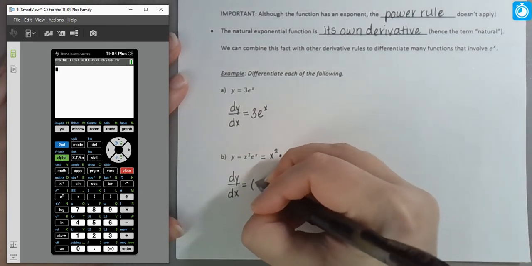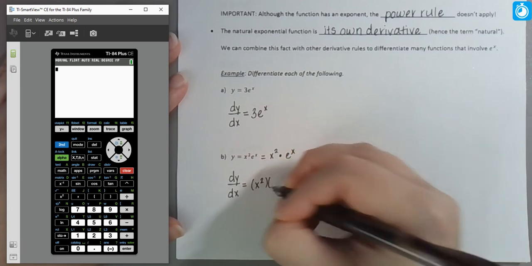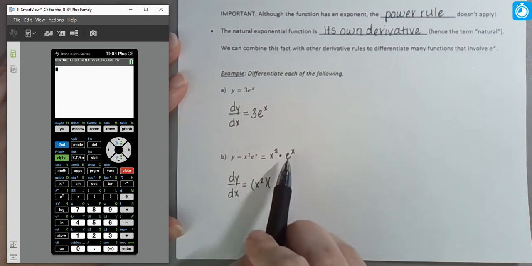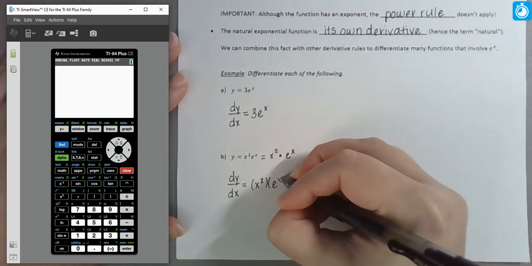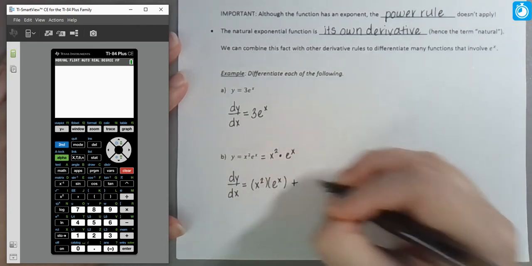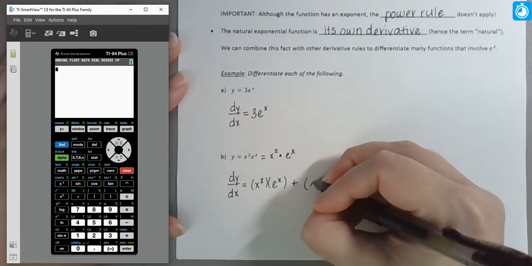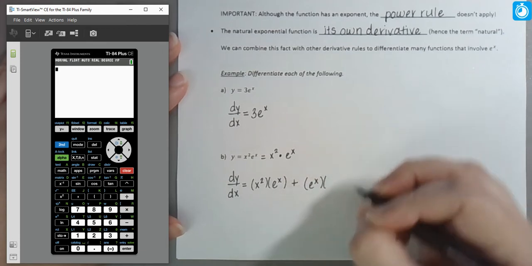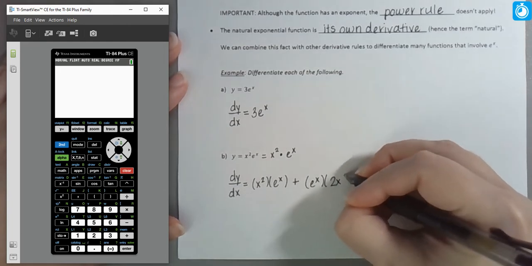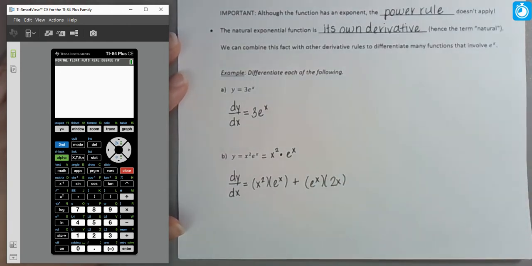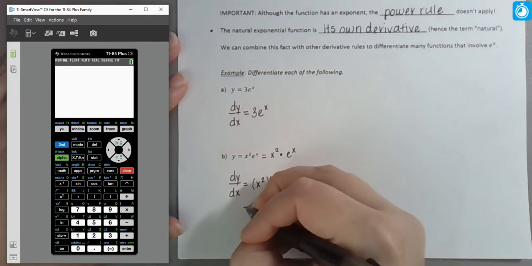So the first function, x squared, times the derivative of the second function. Well, the derivative of e to the x is just e to the x, plus the second function, e to the x, times the derivative of the first function, which in this case will be 2x. So let's clean that up a little bit.